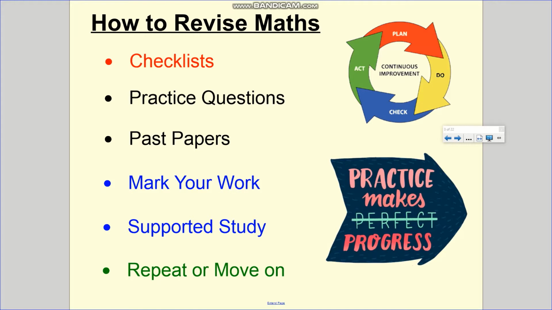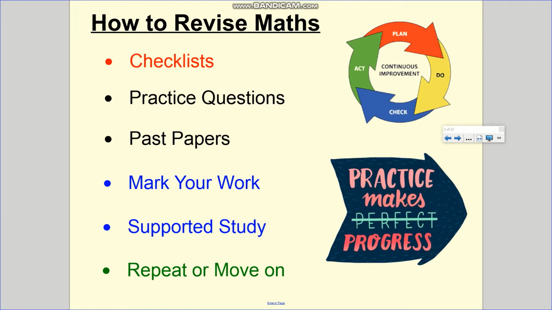The next step is to do. So find practice questions for those topics that you're not sure about. Practice past papers for the whole course overview. Okay, make sure that you get your work marked. That's the checking part of this cycle. Make sure you get your work marked either by me or by yourself if you've got access to a mark scheme. And come along to supported studies.